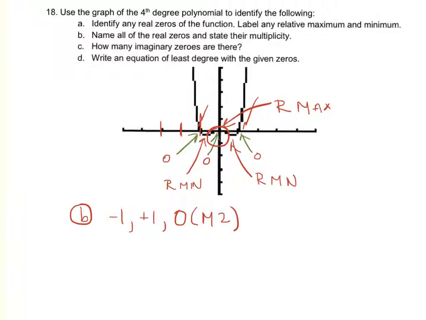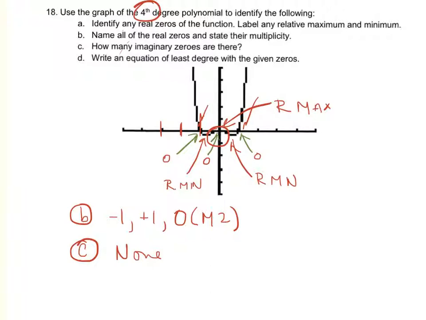So I've got 4 zeros for this. It's a 4th degree polynomial if you look up here at the top. So we needed 4 solutions. We found them all, which helps us out. With part C, how many imaginary zeros are there? There's none. I already found 4 zeros. It has 4 solutions, so it can't have any imaginary.